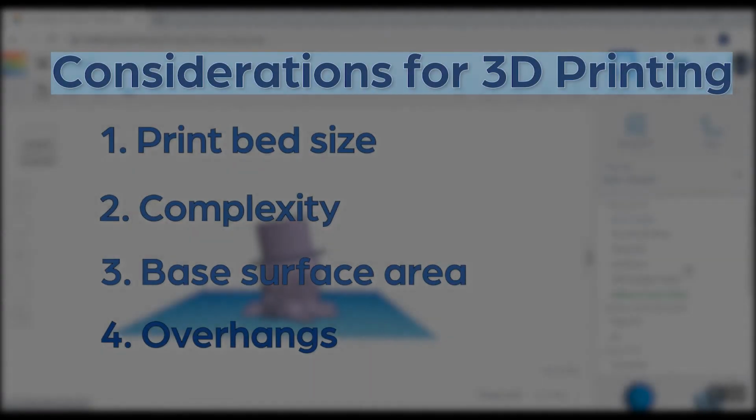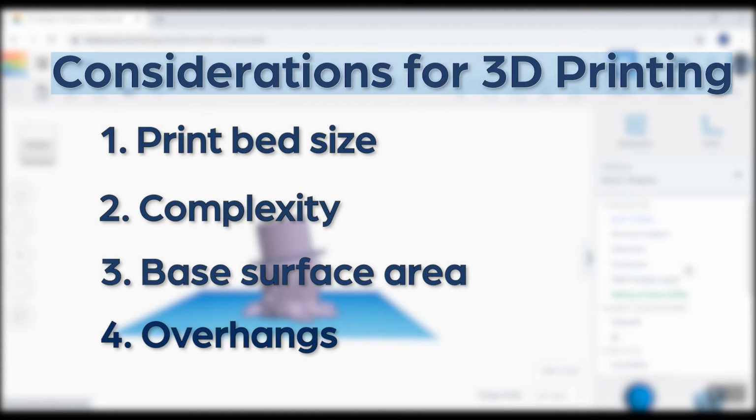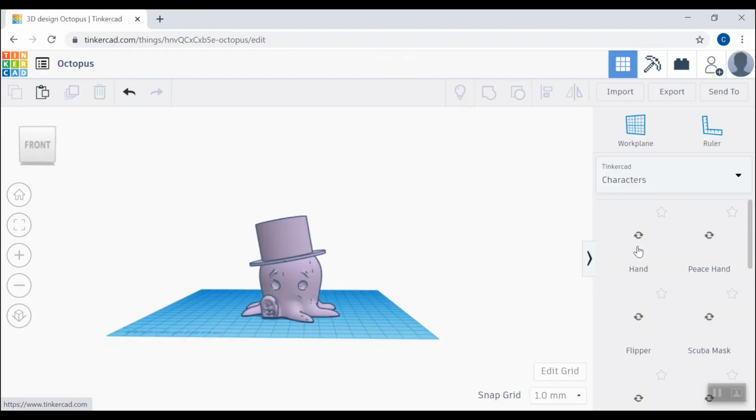If you plan on 3D printing your object, these are some things to keep in mind. Size. Make sure your model will physically fit on whatever printer you're using. Complexity. Can the 3D printer achieve the detail you want? Will the shape break while printing? Are all of your shapes connected? Base surface area. Is there enough surface area in contact with the print bed to ensure that it won't come loose during printing? And lastly, overhangs. Are there a lot of overhangs? And will it require a lot of supports while it's printing?